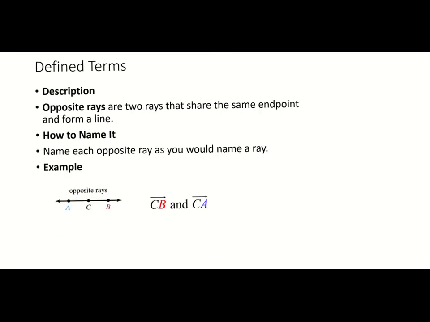Our next defined term is going to be opposite rays. And really, these are two rays that share the same endpoint and they form a line. So if you have a line with 3 points on it, for instance, we have a line right here. C is that middle point, and that's going to create your opposite rays. So we have ray CB, which goes from C through B, and then we also have ray CA right here. And those are opposite rays. And again, you name opposite rays just as you would name a ray. So the naming is the same. The endpoint of the ray is the first letter in the ray.